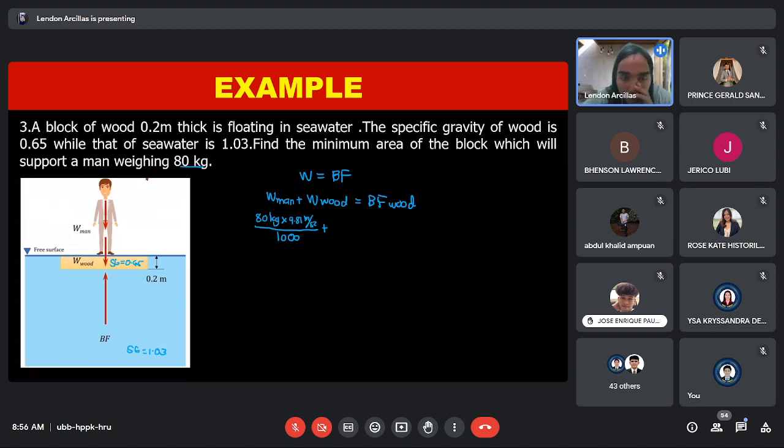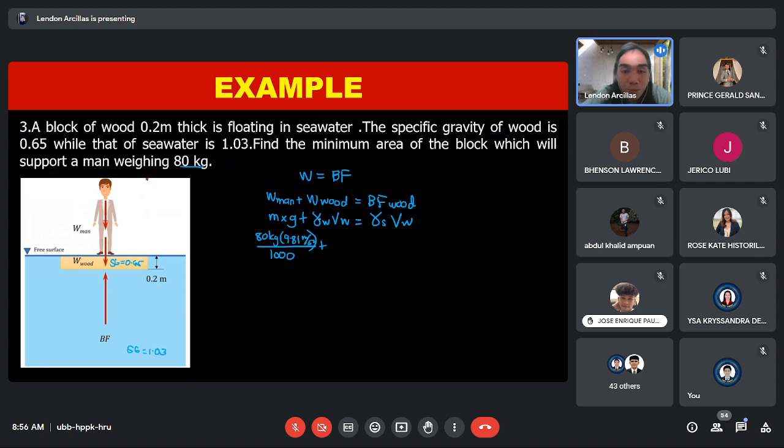Kasi dito, ang sinusolve natin is kilonewton per cubic meter, yung ating specific weight. So, ang weight naman ng wood is equal to specific weight. Hindi natin isi-shortcut, susulat natin yung formula. This is the specific weight of wood times the volume of wood. This is the specific weight of the salt water times the volume of the salt water. Okay, so this is 80 kilograms times 9.81 meters per second squared. Divide ko siya ng 1,000 para magiging kilonewton.